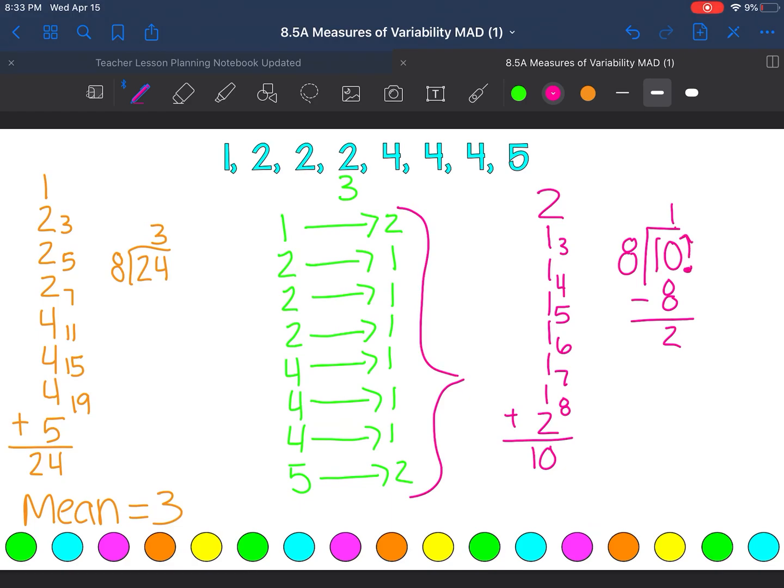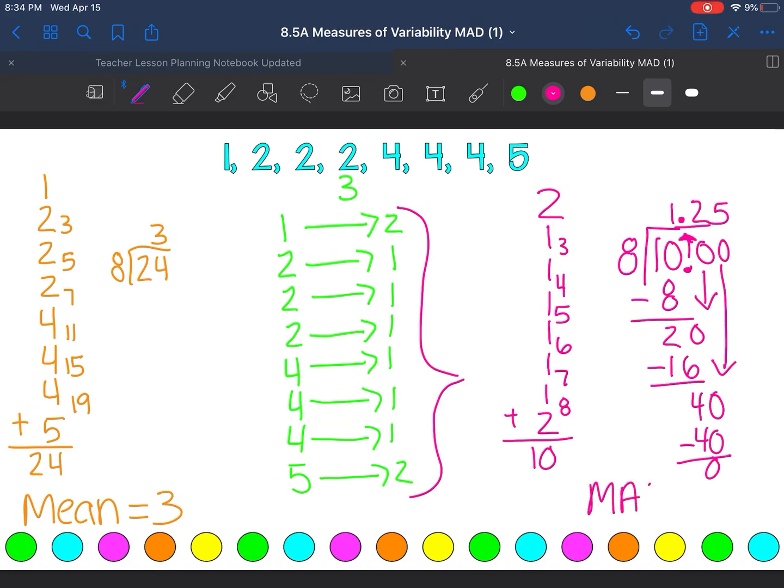All right, so 8 goes into 10 one time. 1 times 8 is 8. 10 minus 8 is 2. Add my decimal. You guessed it. Pop that decimal right on up. Add that 0. Bring it down. How many times does 8 go into 20? 2 times. 8 times 2 is 16. 20 minus 16 is 4. Add another 0. Bring it down. How many times does 8 go into 40? 5 times. So 5 times 8 is 40. And that gives your MAD equal to 1.25. And there you have it, guys.